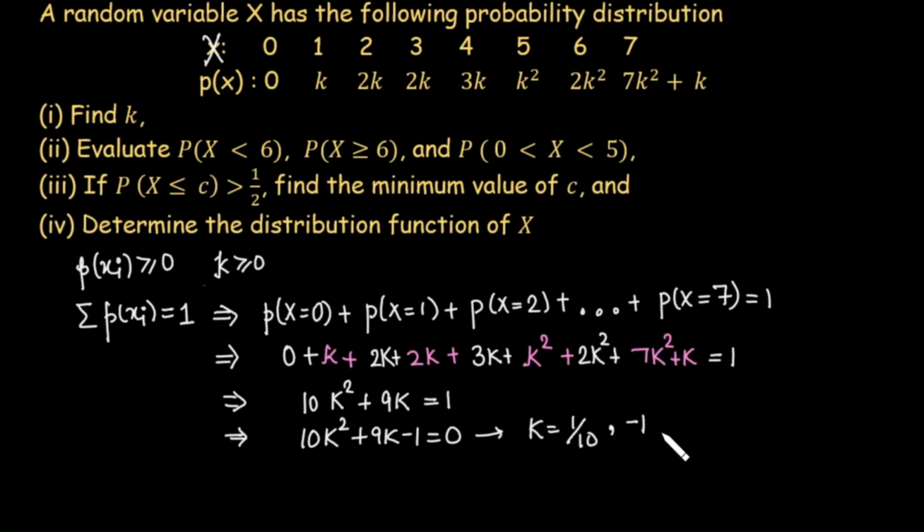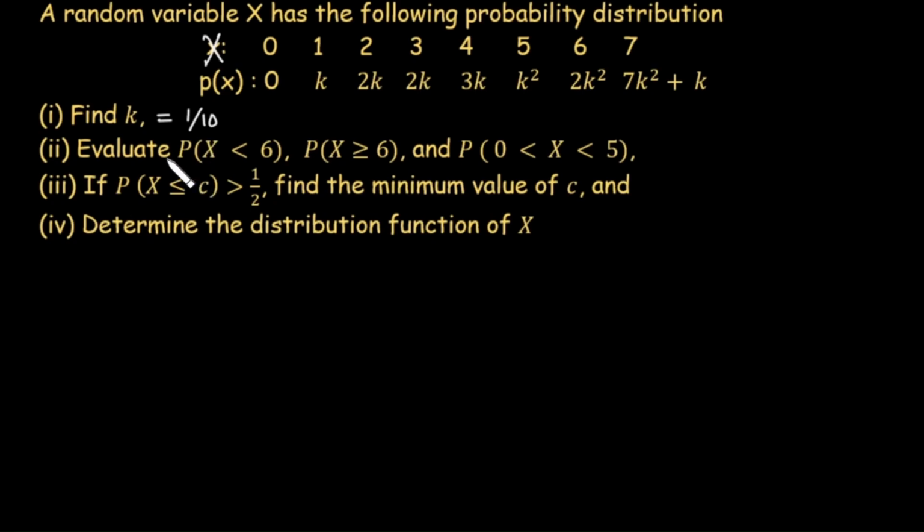अब k की वैल्यू -1 नहीं हो सकती. क्यों? क्योंकि हमें पता है कि हर एक प्रोबेबिलिटी ग्रेटर देन इक्वल टू 0 होगी. So probability corresponding to x is equal to 1 must be greater than equal to 0. So this implies the value of k is equal to 1 by 10. Now solving the second part of this question. The second part says that we need to calculate the probability when x is less than 6. What does it mean? हमें वो probabilities calculate करनी है जहाँ पे random variable की value less than 6 है.